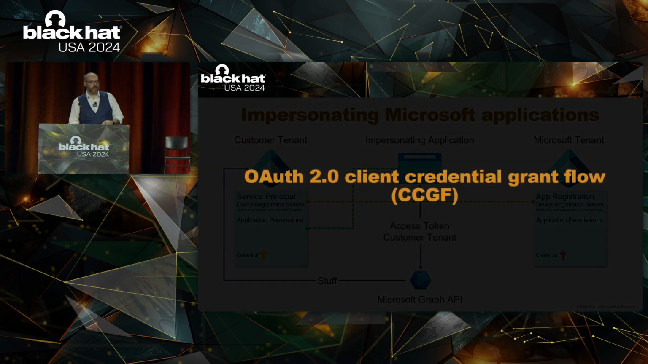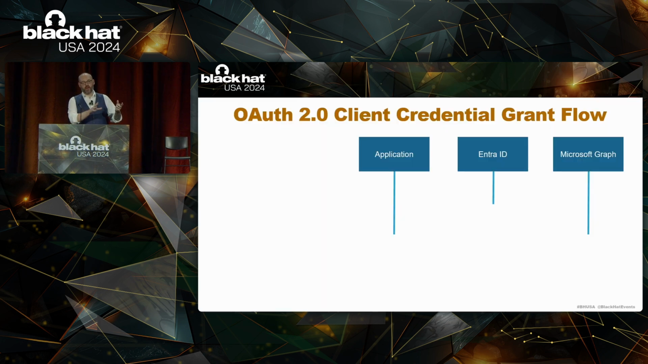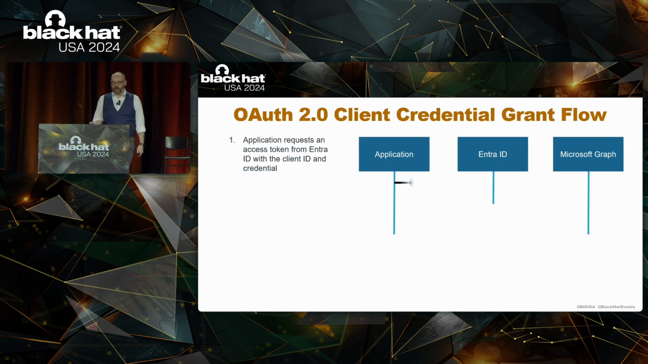And the focus here is an OAuth 2 client credential grant flow. Yet another mouthful. You may see me shorthand it to CCGF, just to make things fit on the screen. This may seem a little reiterative, but again, it helps reinforce how these flows work. If we take away the Entra piece and abstract out what an OAuth 2 client credential grant flow looks like, effectively the application requests an access token from Entra with the client ID and credential, right?